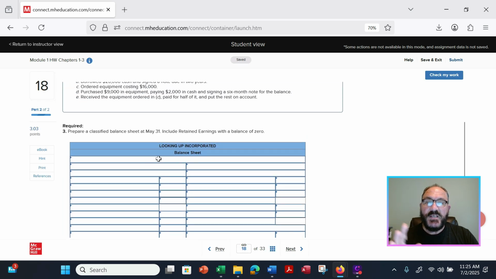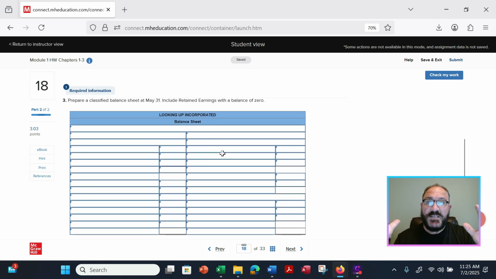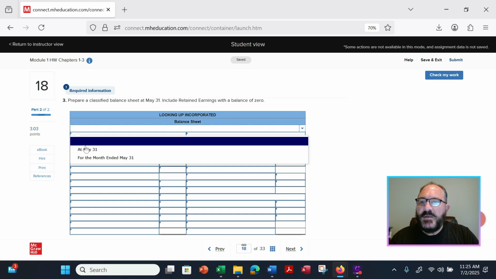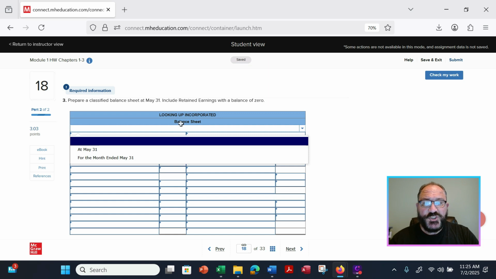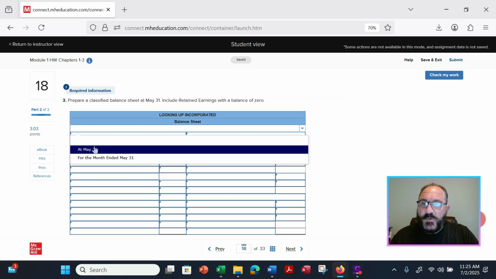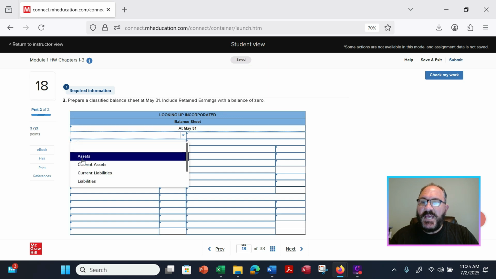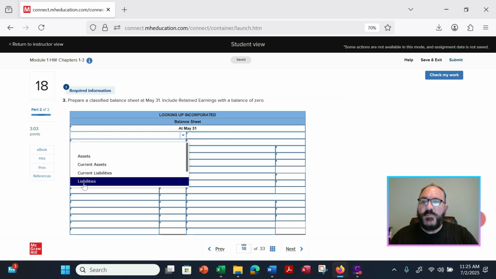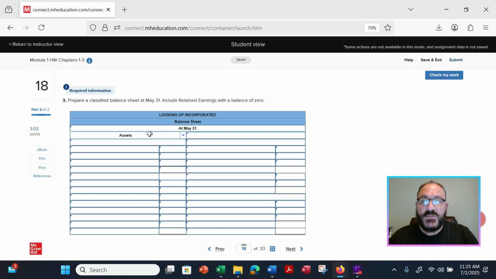So you see what I'm telling you? You've got these blank spaces, and you're going, wow, what am I going to do with all those spaces? You've got to look at something, right? So you go here. Notice what happens. At May 31st for the month ended. A balance sheet is as of a certain date, so it would be this. Then you're going to go here, and let's see what options you get. Assets, current liabilities, or liabilities. Well, the first one is assets, so it goes there.